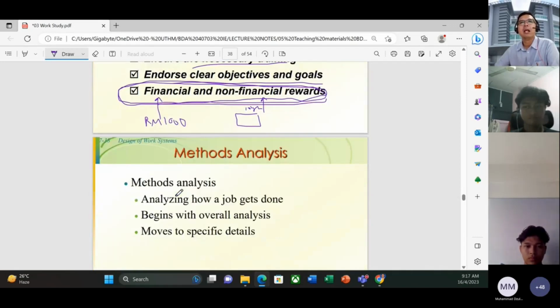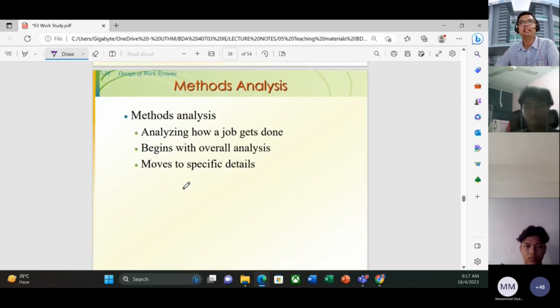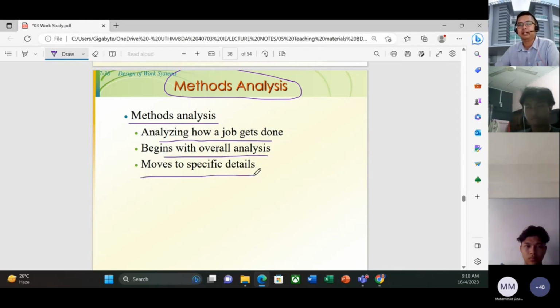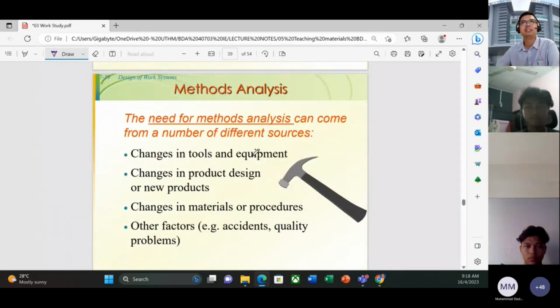And when we come to method analysis, another analysis, we compare the time study and we compare the work sampling. So method analysis involves analyzing how the job is done, beginning with the overall analysis and moving to specific detail. This is just theoretical only, okay? In our subject, we focus on the time study and also the work sampling calculation. So this is method analysis.